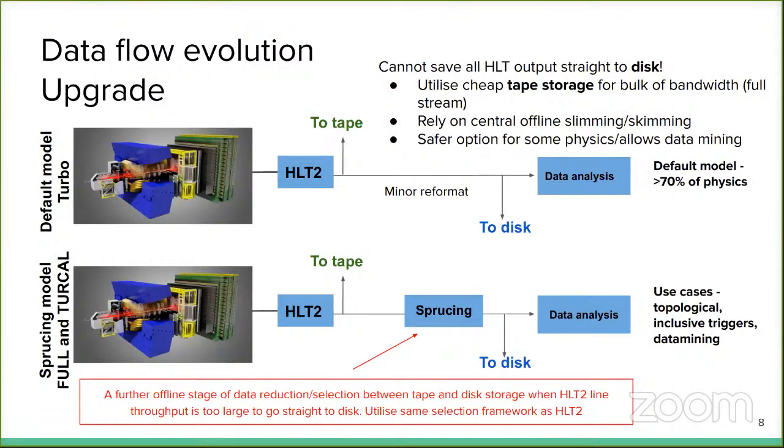The key design choice here is that the selection framework in the sprucing is the same as that in HLT2. That has a number of benefits, but ultimately you're dealing with the same selections online and offline, which is beneficial for many reasons. So the use cases we see for the sprucing model are things like topological triggers, where you have to save significant amounts of the event, inclusive triggers, and of course for use in data mining, which we profited from greatly in Run 1 and Run 2 analyses.